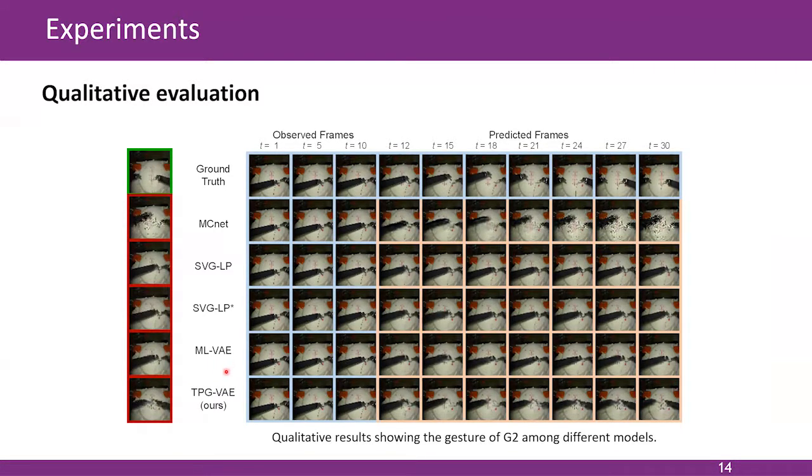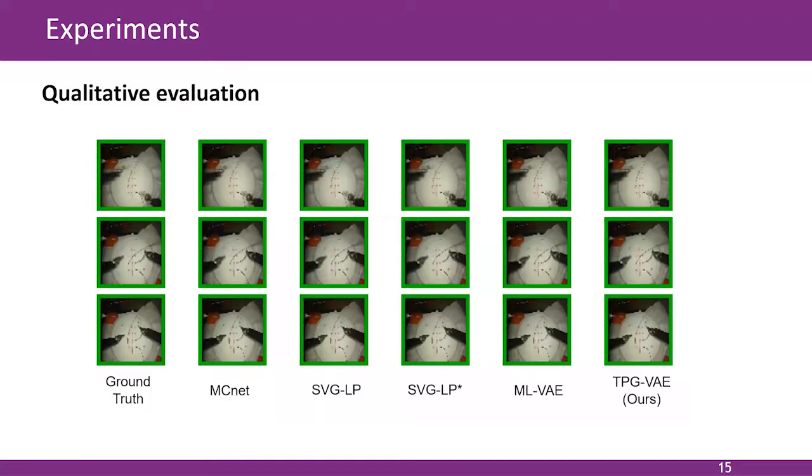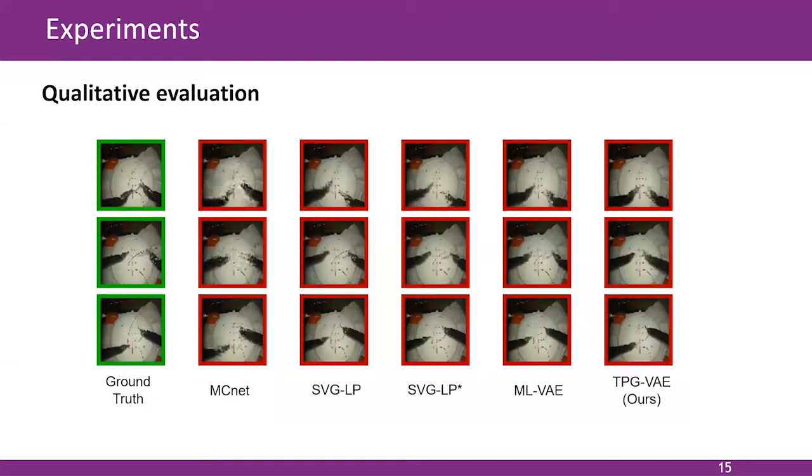MLVAE is a variant of our method that only uses prior from motion and the class information, and it tends to lose the movements of the left hand and confirms the importance of the content prior information. Capturing the movements of two arms, our model gives the closest prediction towards the ground truth. Here are more qualitative results.